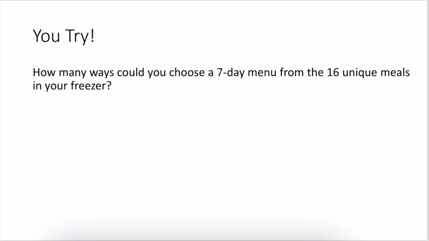And then on this one, if we're looking at how many ways you could choose a 7-day menu from the 16 unique meals in your freezer, in this case, we're making 7 choices because we're choosing a meal for each day of the week. So we'd have 7 choices. And our first choice has 16 options because we could choose any of the 16 meals we have in the freezer. Then the meal we choose for the second day could be any of the 15 meals that we didn't eat the first day. So our first choice eliminated one of the options for our second choice.